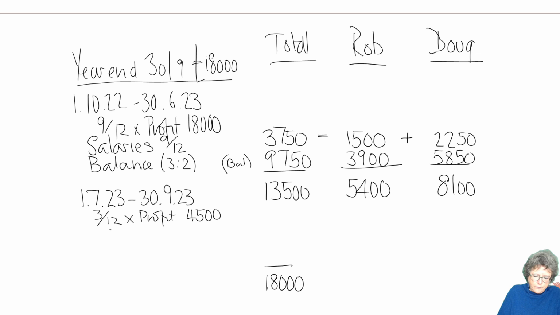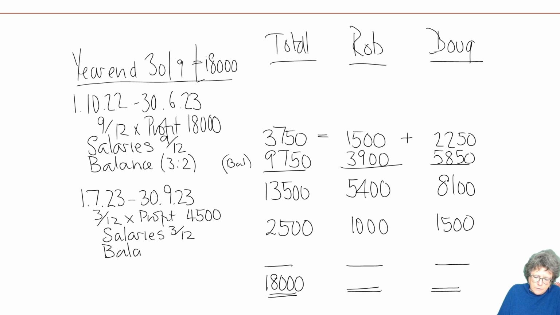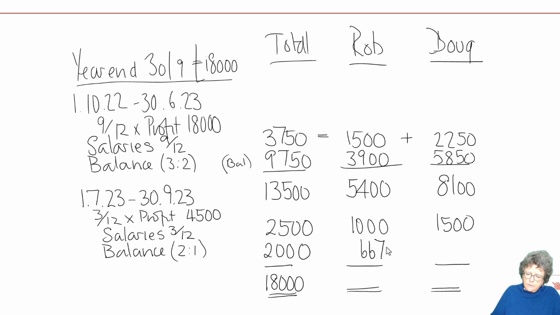Okay, so we have salaries for 3 months of the year, which is a total of 2,500, with Rob having 1,000 and Doug having 1,500. And then the balance of that 4,500 will be shared 2-1. So the balance of that is £2,000, and Rob will get 667 and Doug will get 1,333. Just round these figures up. So that's 7,076 and that's 10,933.